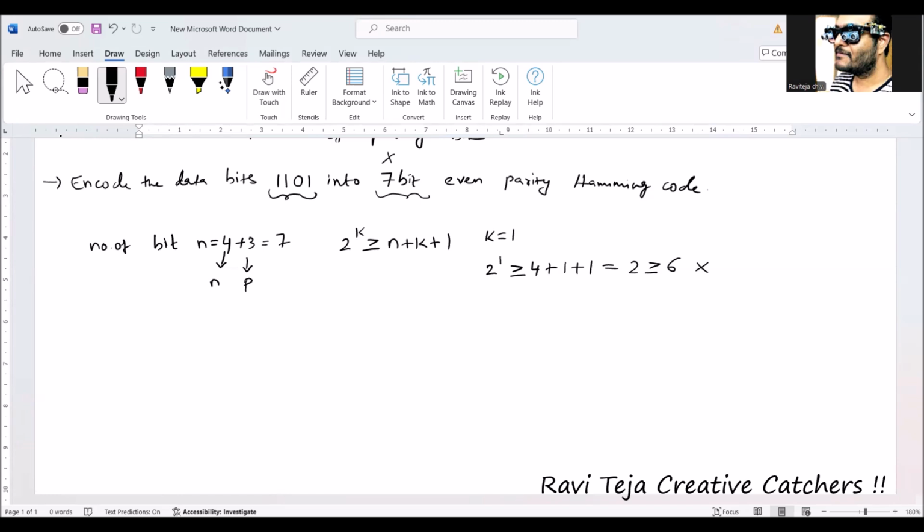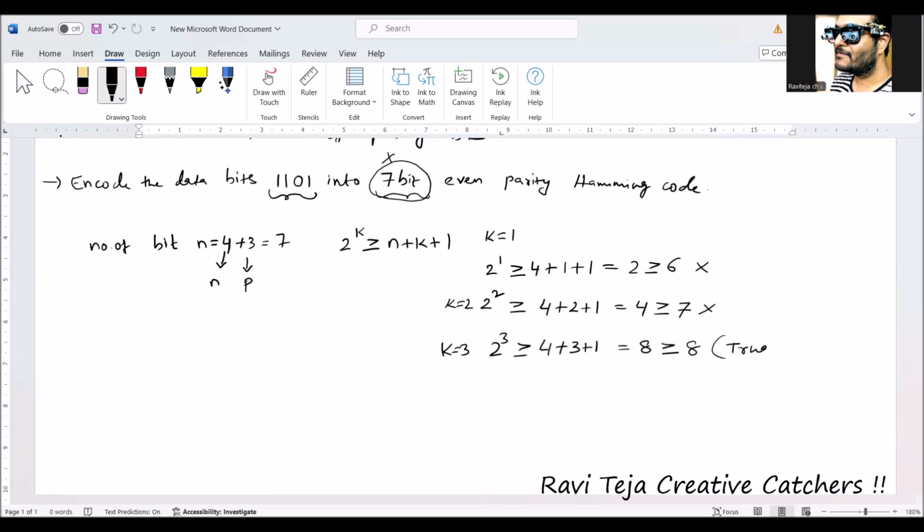So this is how to check if there is no information given about the total number of bits to be converted. Suppose let's see the second condition. Let us say k equal to 2 now. 2 power 2 greater than or equal to 4 plus 2 plus 1. So 2 power 2 is 4, greater than or equal to 7. So the second condition is also false. Let's take k equal to 3. That means 2 power 3 greater than or equal to 4 plus 3 plus 1. 2 power 3 is 8, greater than or equal to 8. So the condition is true.